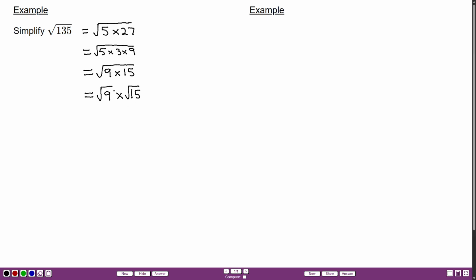Now when you get good at this, you'll probably not include this step, but I'm showing it just for the example here, because now what we can do is we can actually square root this 9. That's why we're looking for a square number, the largest square number to take out. So the square root of 9 is just 3, and the root 15 I can't simplify any further, and we just write it without the multiplication sign, so we just write it as 3 root 15.